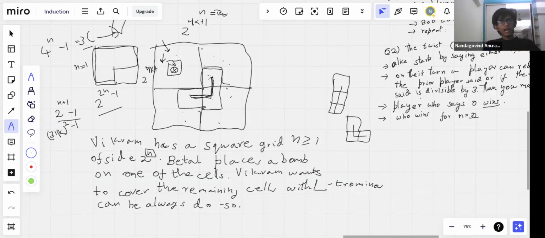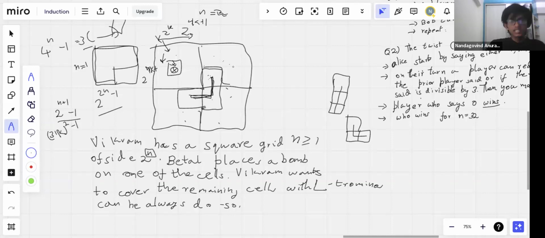So as Vikram, I basically split the 2 to the power k plus 1 grid into 4 grids of size 2 to the power k. So each of these are 2 to the power k long. Does it make sense that I have 4 of these?